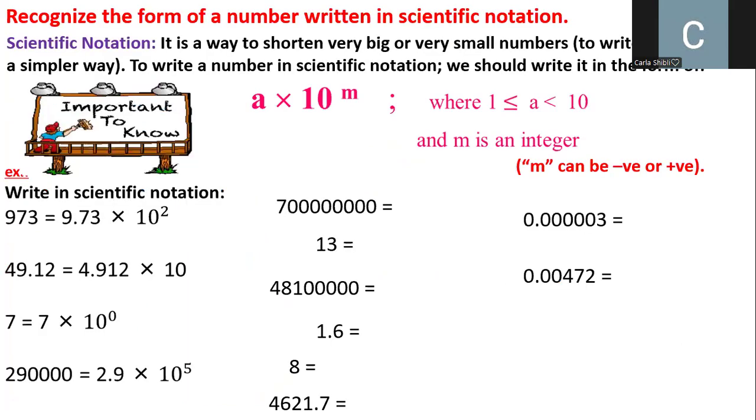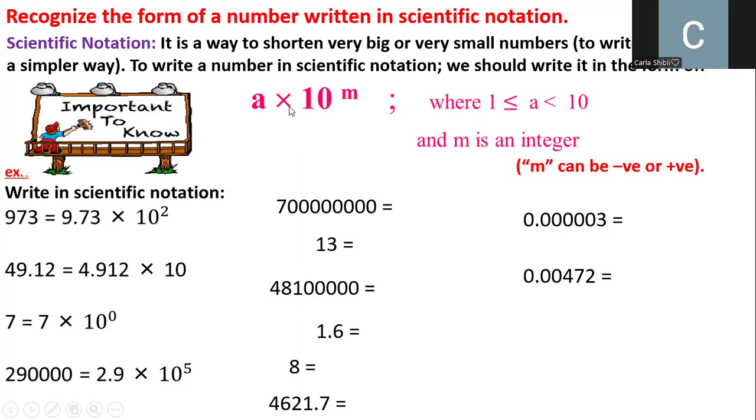Practice it well. Now, the last thing I will talk about is recognizing the form of a number written in scientific notation. This is very important. What do we mean by scientific notation? It is a way to shorten very big or very small numbers. So if we have very big numbers or very small numbers, we can shorten these numbers, or we can write a number in a simpler way. To write a number in scientific notation, we should always write it in this form: a times 10 to the power m.